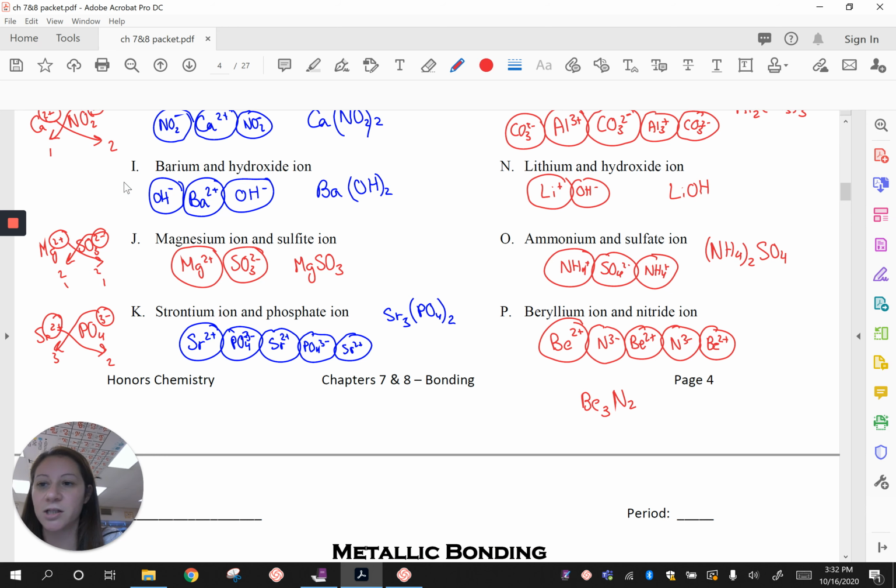This works for polyatomic ions and non-polyatomic ions. So if you do it for this one, Be2 plus and N3 minus, you crisscross. So this becomes a 3, this becomes a 2. So Be3N2. Hopefully that helps.